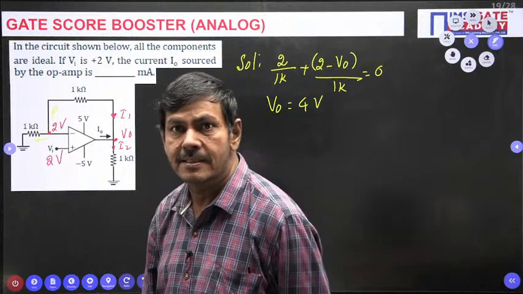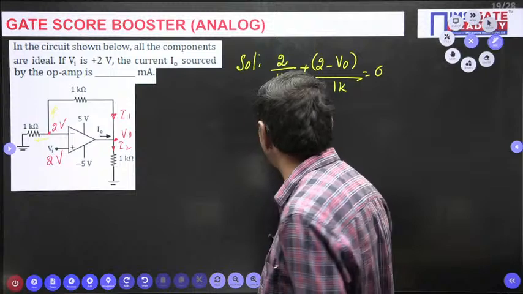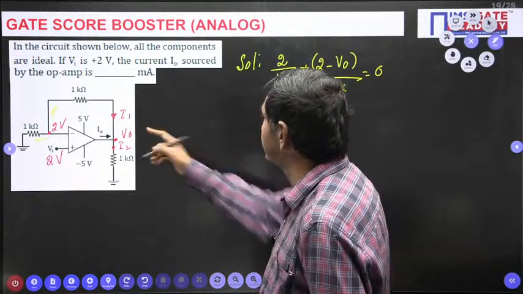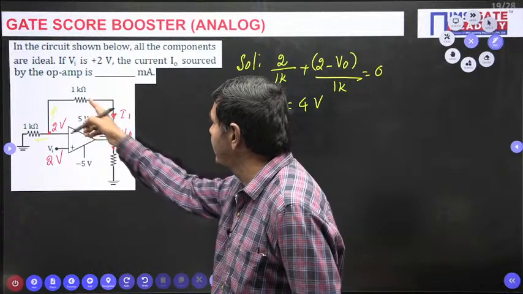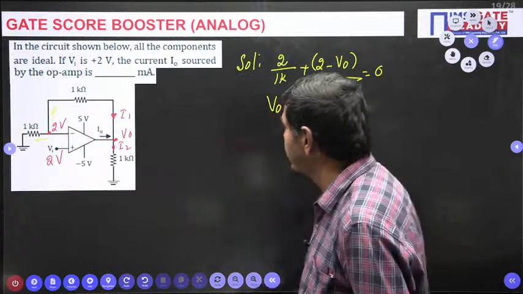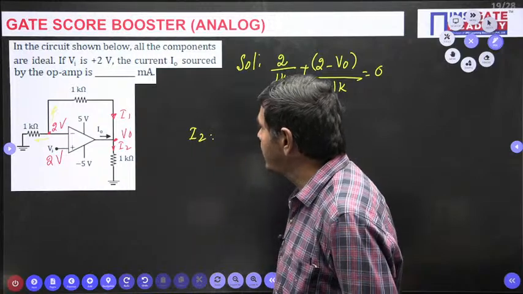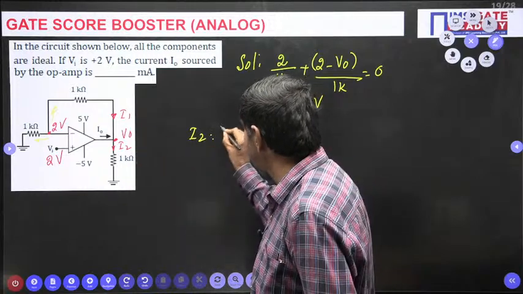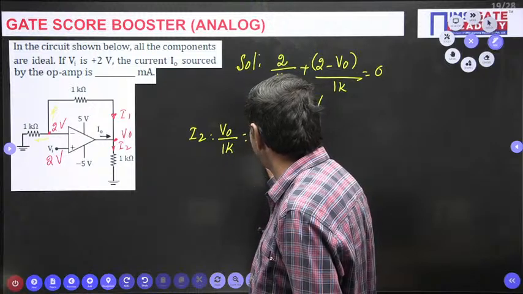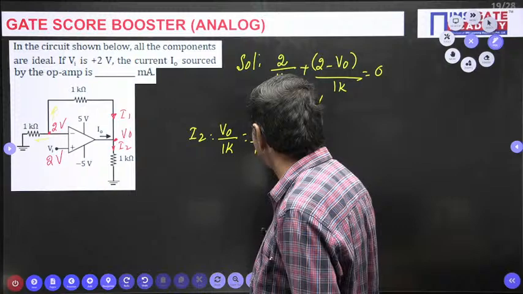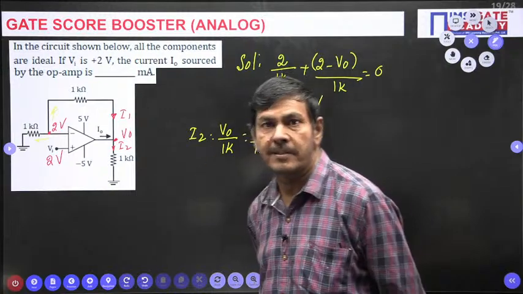Yes, again given 6 milliamperes. We can check now, no problem. V0 equal to 4 volts we got. The V0 equal to 4 volts means you can measure I1 and I2 directly. I2 is nothing but V0 by 1K. V0 is 4 by 1K. It becomes 4 milliamperes only.